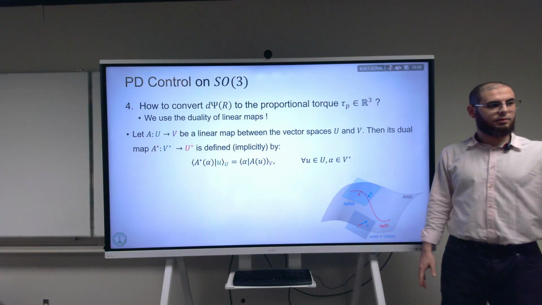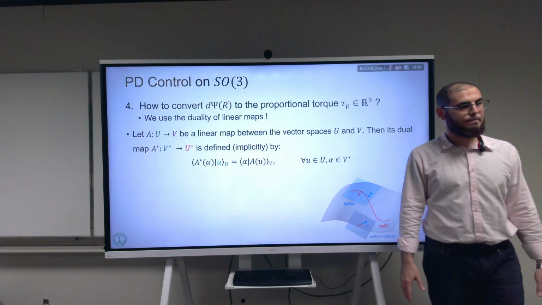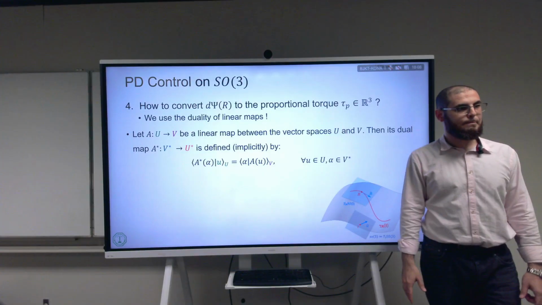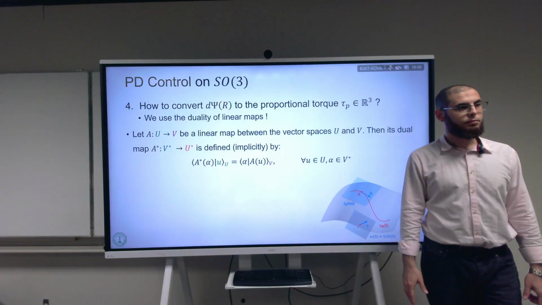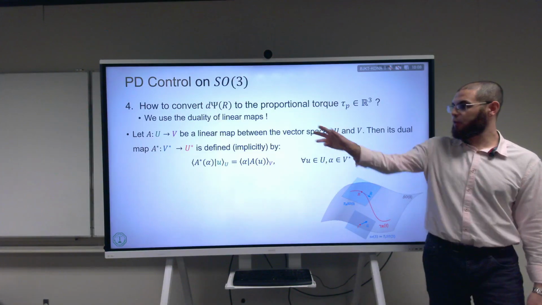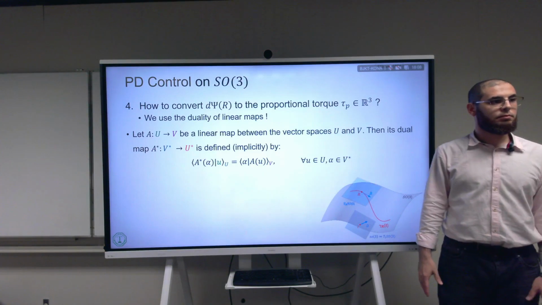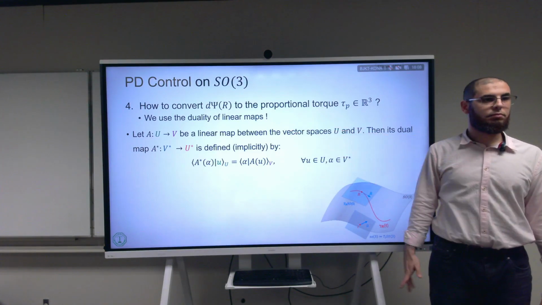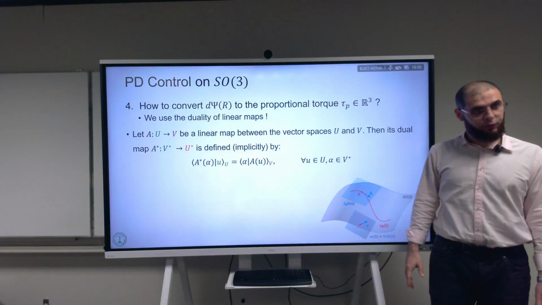This assumes that both A and A star go to the other manifolds' tangent space. Right? No manifolds. This is on vector spaces, the other vector spaces. That's the definition. So we can say that A star is a new function. It's a new map.